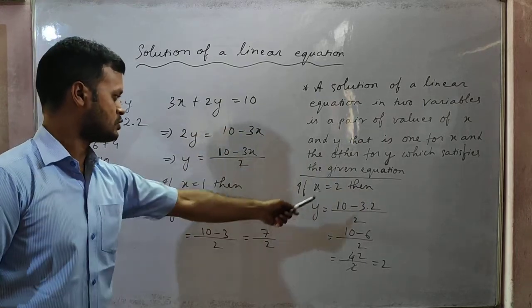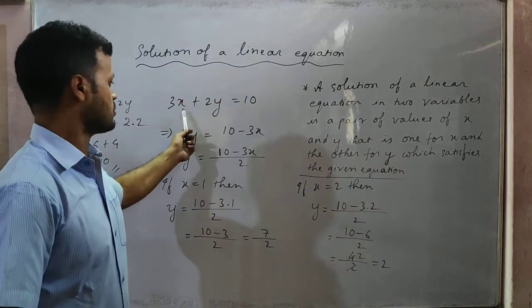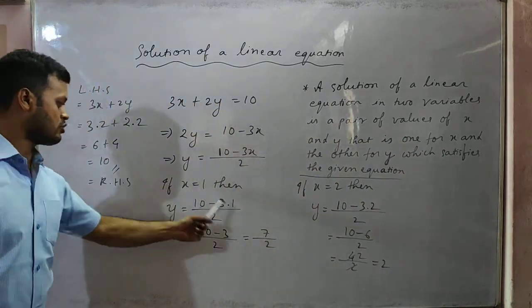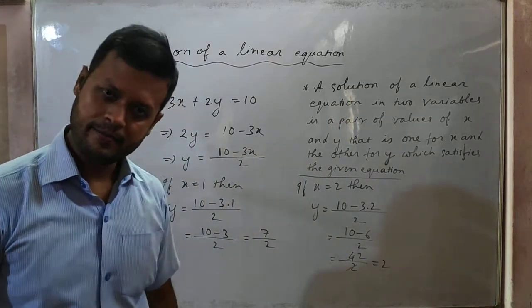So that means (2, 2) is a solution of this equation. Likewise, in the same way (1, 7 by 2) is also a solution of this equation. Okay?